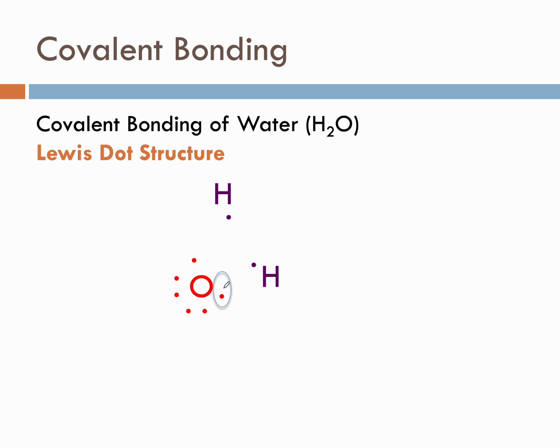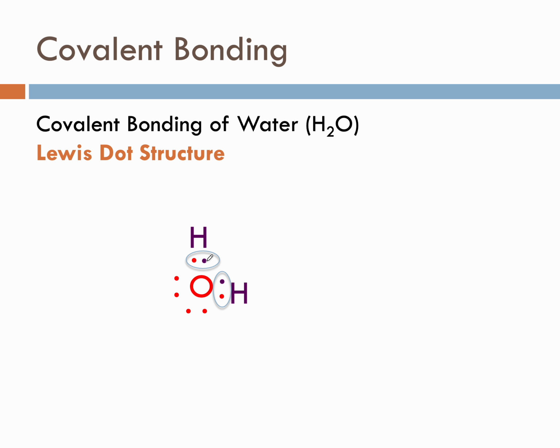So we'll kind of do this. That'll make a shared pair, and that'll make a shared pair there. Now oxygen has 1, 2, 3, 4, 5, 6, 7, 8 valence electrons, so it's happy. Wait, hydrogen doesn't have 8. That's okay. Hydrogen has 2.